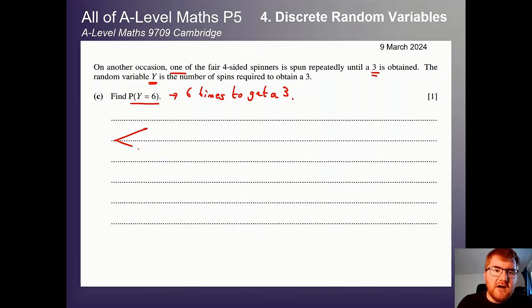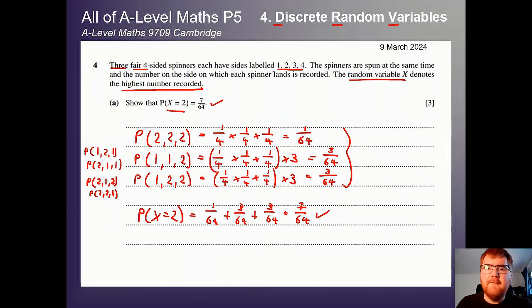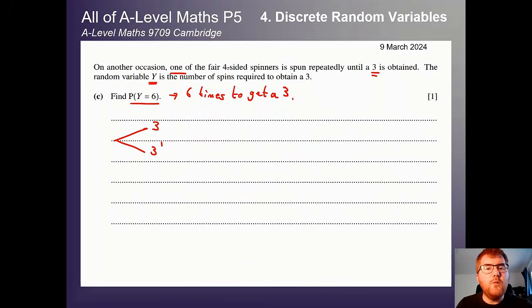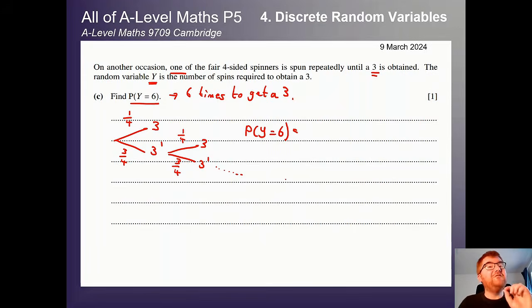So we can either get a 3 or not get a 3. The probability of a 3, well, it's a fair spinner with one of each, so we have 1/4, and therefore the probability of not a 3 is 3/4, and that's our first spin. If we do it again, then we have 3 or not 3, so we have 1/4 and 3/4, and essentially we just keep going with this process until we get 6 spins to get that final 3. So to work out this probability, we need to do 3/4 times 3/4 times 3/4 times 3/4 times 3/4, and then on that 6th go we get that 3, and that's going to be 1/4.